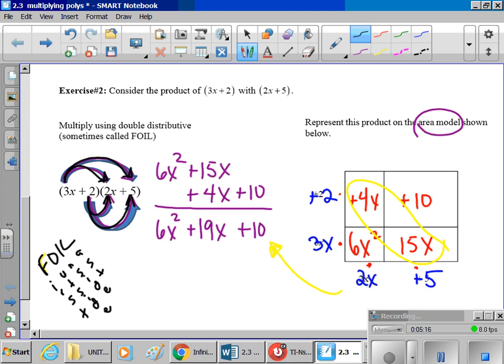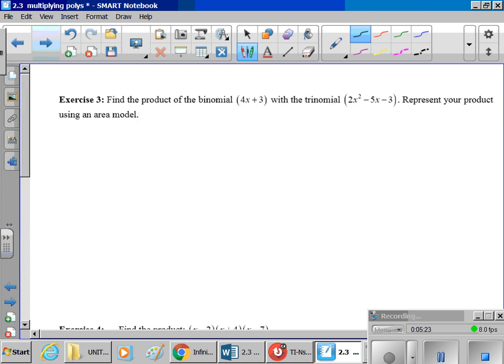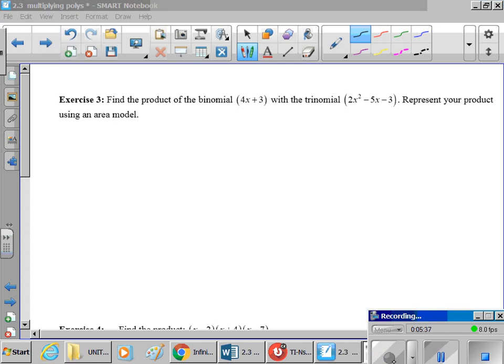Okay, moving on to exercise 3. Find the product of the binomial with the trinomial. Represent your product using the area model. All right, now, on a test, I'll never tell you that you have to use the area model, but you can use either one. So we're going to do it both ways.